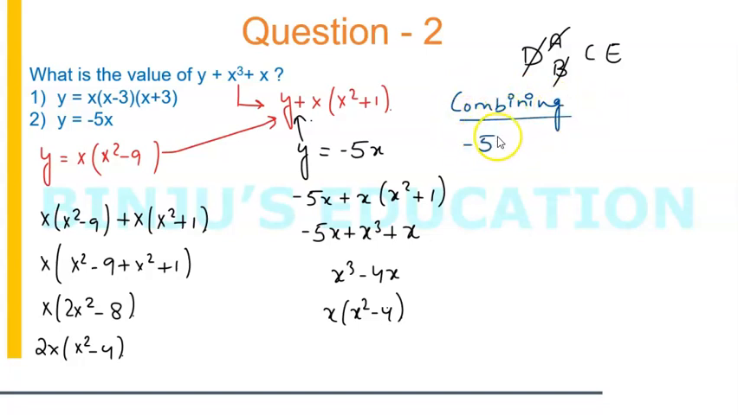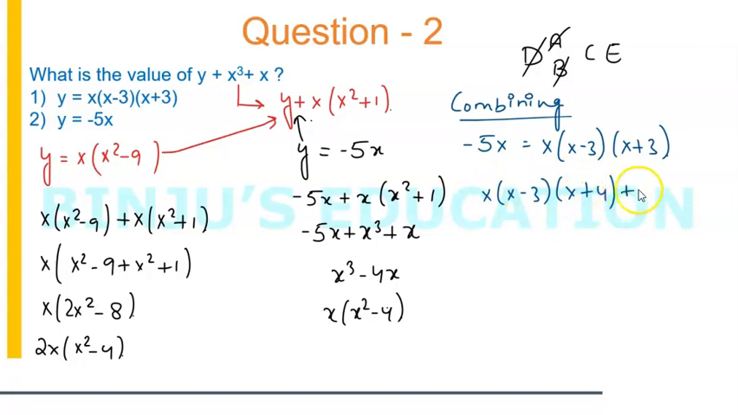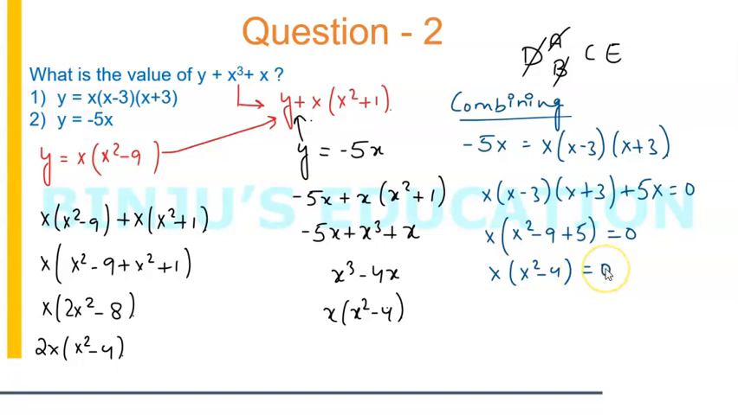you'll get negative 5x should effectively be equal to x into x minus 3 into x plus 3, or I can write x into x minus 3 into x plus 3 plus 5x is equal to 0. This is 3, not 4. So I can take x common and this will become x square minus 9 plus 5 is equal to 0. So this will become x into x square minus 4 is equal to 0.